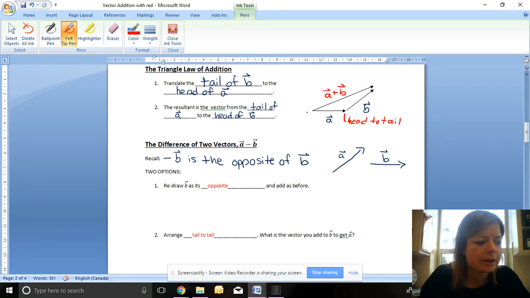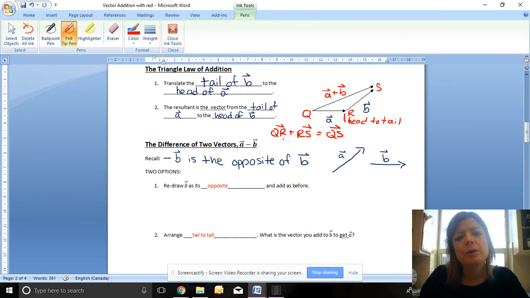Okay, now you can also label this Q and R and S. So it makes sense that vector QR plus vector RS equals vector QS. Because I always think about it, well, if you're going from Q to R and then R to S, that's the same thing as going from Q to S. So that's a way that I remember it.